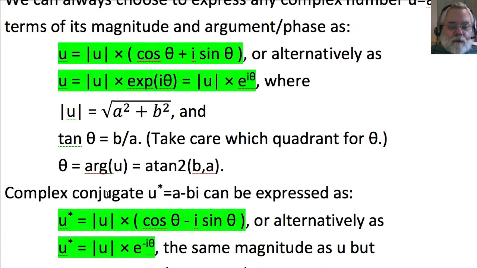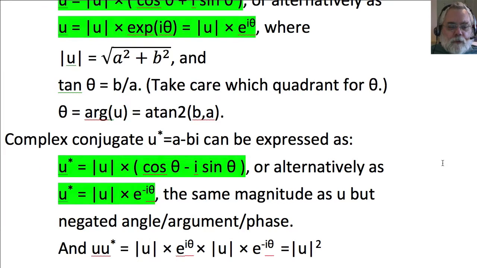Now, the complex conjugate of u is u star equals a minus bi, and we can express that as u star is magnitude of u times (cosine of theta minus i sine of theta), because the imaginary part gets negated, or alternatively, from this form, u star equals magnitude of u times e to the minus i theta. Same magnitude as u, but the angle or argument or phase gets negated.